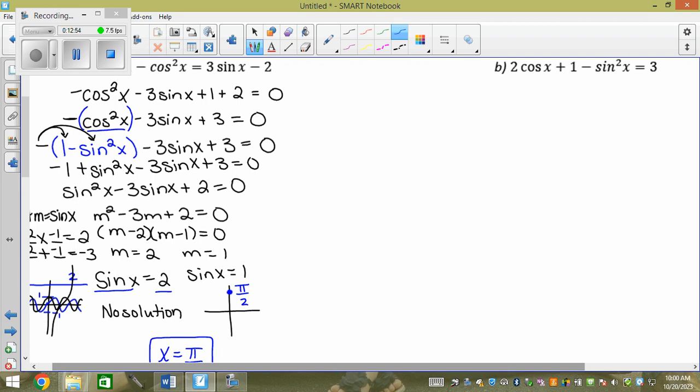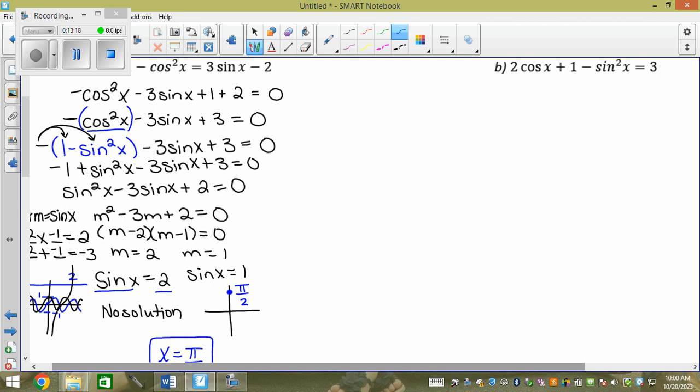Pardon? Extraneous means I got a solution, it doesn't work. No solution means I cannot get a solution. Sine x equals 2, no matter how I try, I can't get a solution. If I could get a solution and I plugged it back in and the left side and right side didn't match, then it'd be an extraneous solution. If I get a solution, it doesn't work. It's extraneous. It's outside the scope.